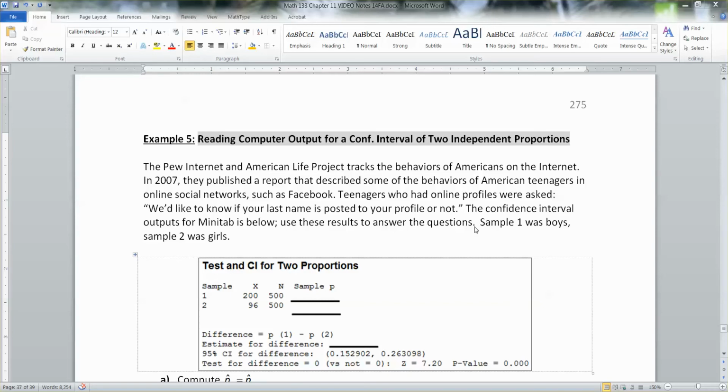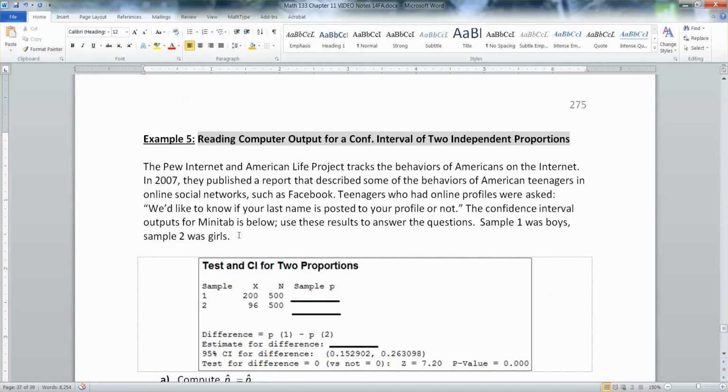Now we want to see if we can understand and read confidence interval output when it's given to us for the difference between two proportions. The Pew Internet and American Life Project tracks the behaviors of Americans on the internet. In 2007, they published a report that describes some of the behaviors of American teenagers in online social networks, such as Facebook. Teenagers who had online profiles were asked, "We'd like to know if your last name is posted to your profile or not." The confidence interval output for Minitab is below. Use these results to answer the questions.